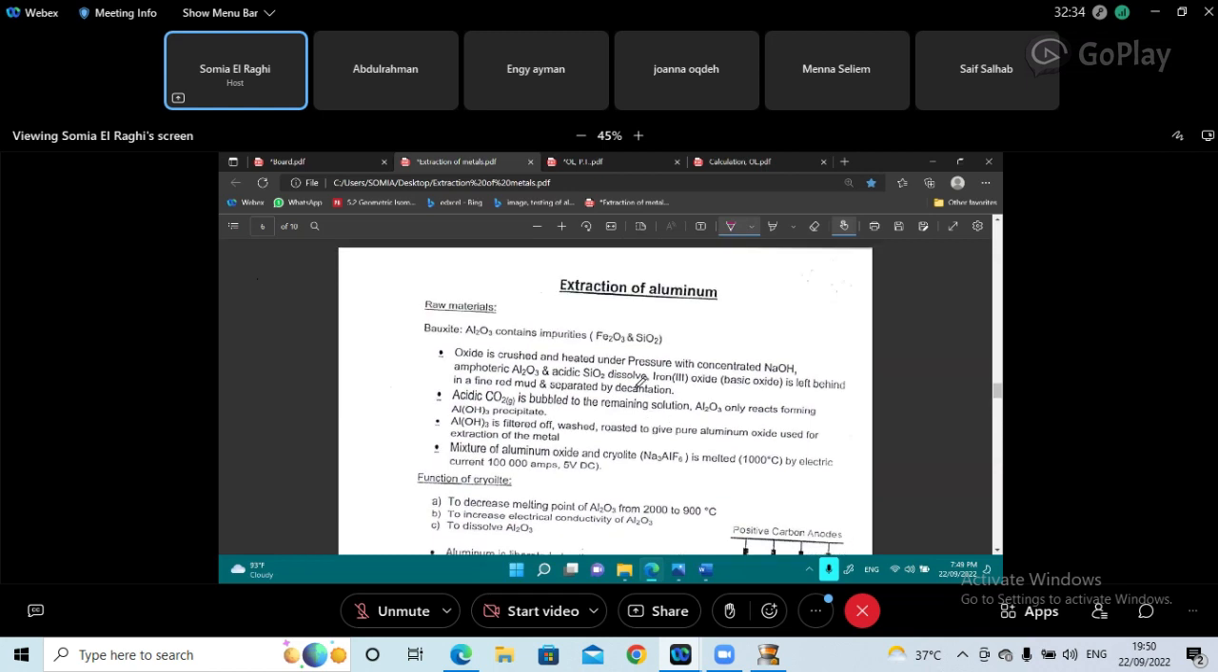Okay, next we talked about aluminium: the name of the ore, the formula of the ore, and we covered purification first. For O level, that's all you need to know. We have aluminium oxide, it is amphoteric. What's the meaning of amphoteric, Joanna? What do they mean if they say this oxide is amphoteric?